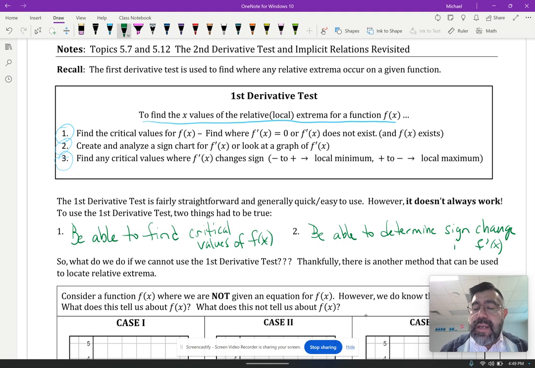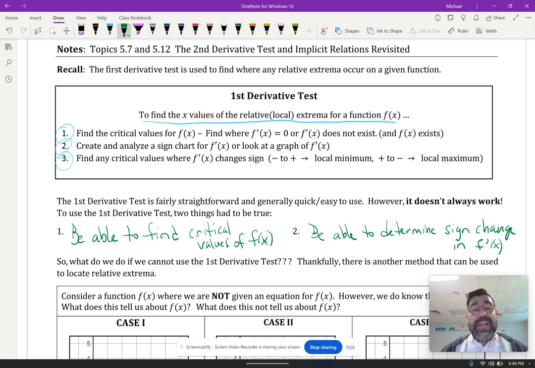So I want to clear or maybe reiterate something. We find the critical values of f, right? We're finding the critical values of the function by setting the derivative equal to 0. So the critical values are not, I guess, points of the original function, but it's where the derivative of the original function is equal to 0. So I need to be able to do that. And I need to be able to determine that there's a sign change in f prime.